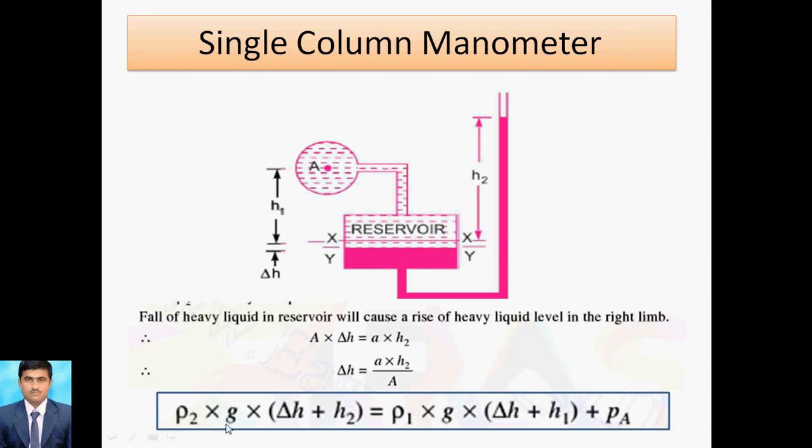So I can write rho 2 g into delta h plus h2, because we can combine them in the equation, is equal to, then the equation becomes rho 1. This is for the first liquid, so rho 1 g h1, and for the smallest depression we write rho 1 g delta h1. This is the value we consider here, plus Pa. After equating these two equations, we get the value of Pa, that is the pressure at point A.